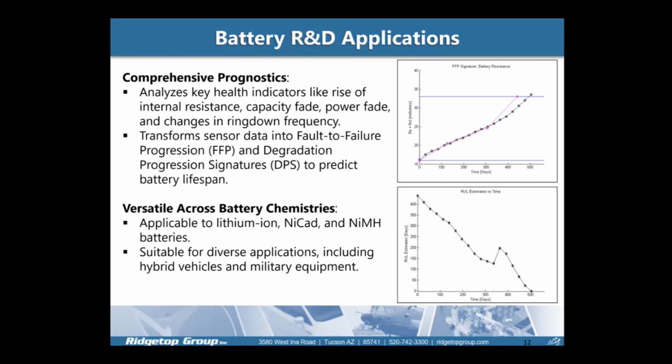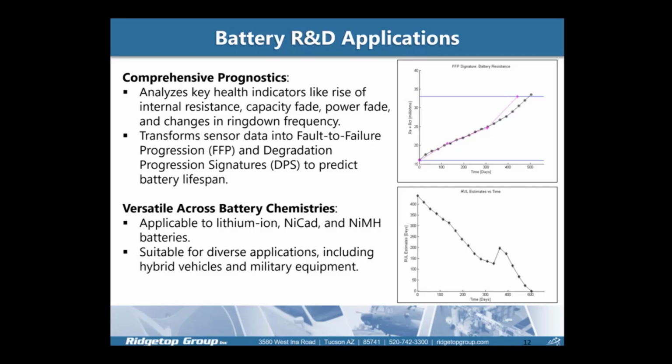And here we can see the fault to failure progression signature, or FFP signature, of this rise of internal resistance serve as a type of feature data that ARULE can process and determine the remaining useful life. And for each data point that was acquired in this particular set of battery testing activities, we can see there was a new prognostic assessment generated to then predict that future time of failure.